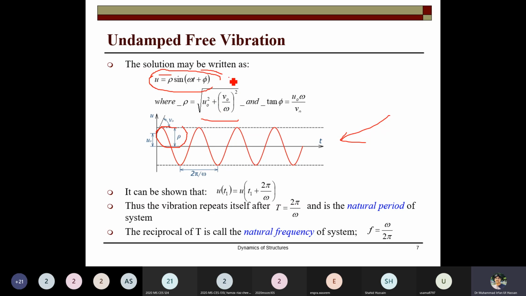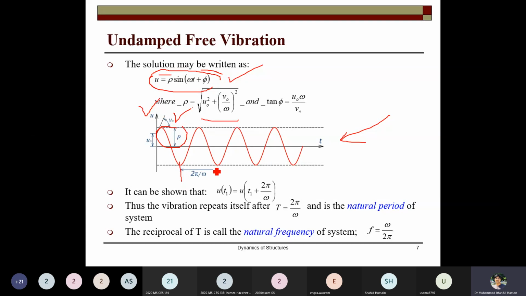So the amplitude can be computed as the square root of U naught squared plus (V naught over omega) squared, and if you want to compute the initial angle phi, that will be the arctan of U naught omega over V naught. And V naught is basically the derivative of this equation: if I take the slope du over dt at the initial point, this becomes the initial velocity.